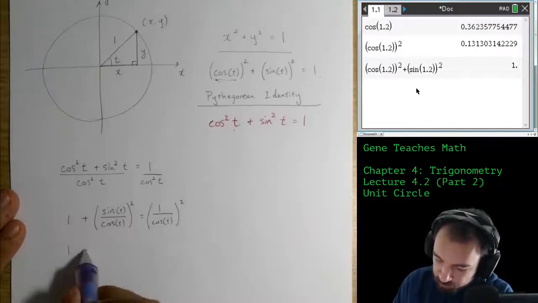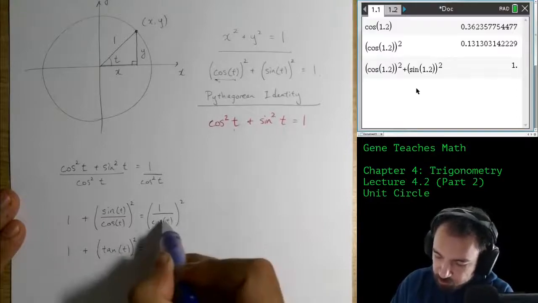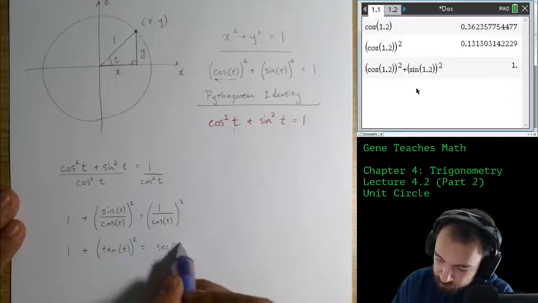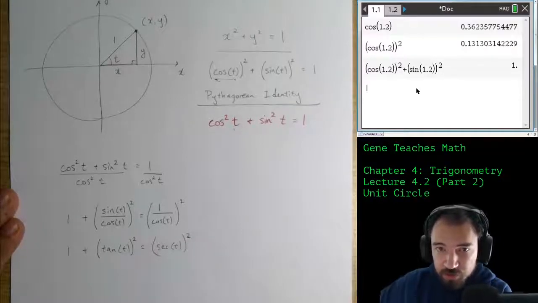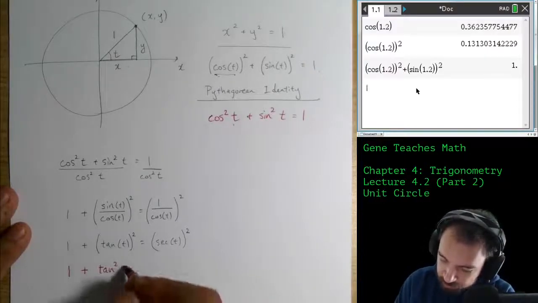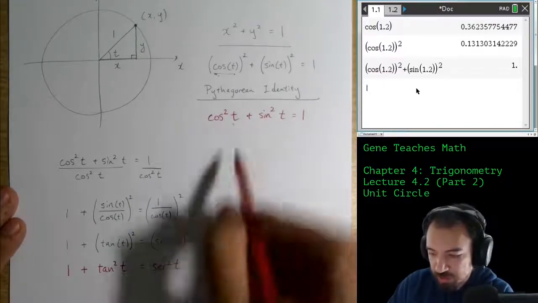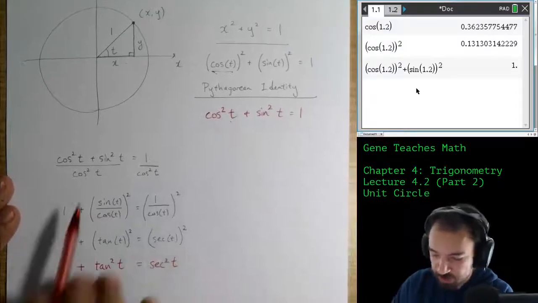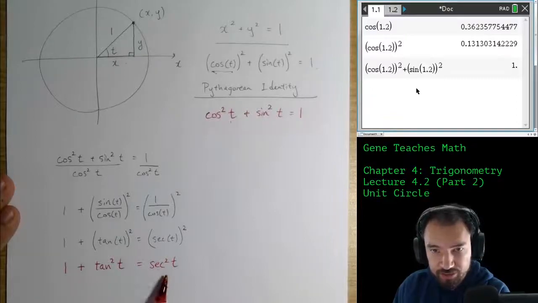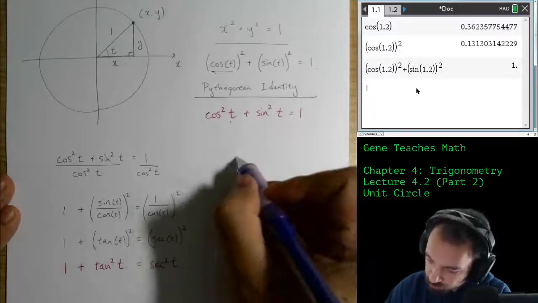So I would write 1 plus tangent of t squared, and I would remember that the reciprocal of cosine is secant, so I could write this as secant of t squared. And for shorthand, we would write 1 plus tangent squared t equals secant squared t. This is the same as that, with perhaps the caveat that cosine of t cannot equal 0 in this version, but this, once again, is a Pythagorean identity. We have two of these. Let's try one more variation.